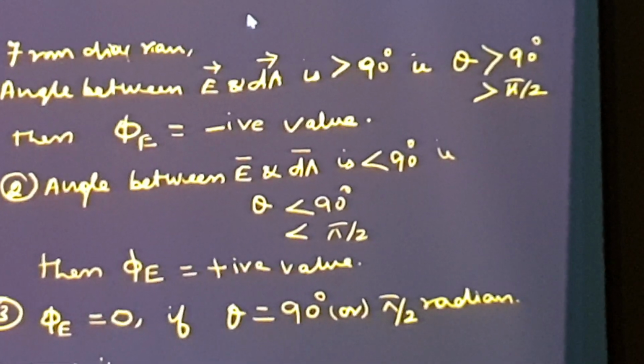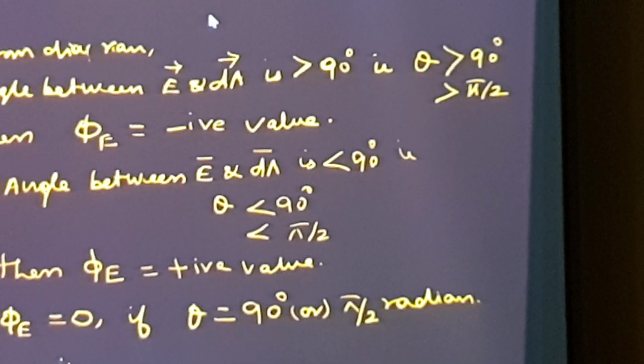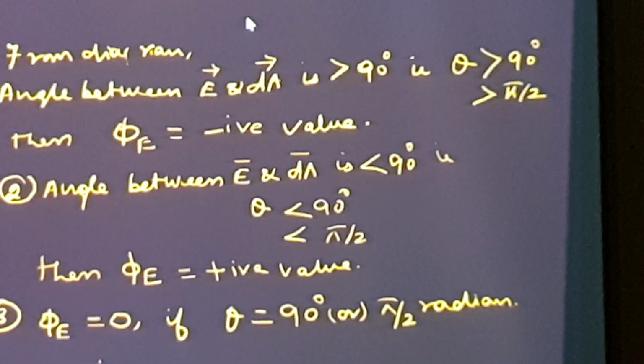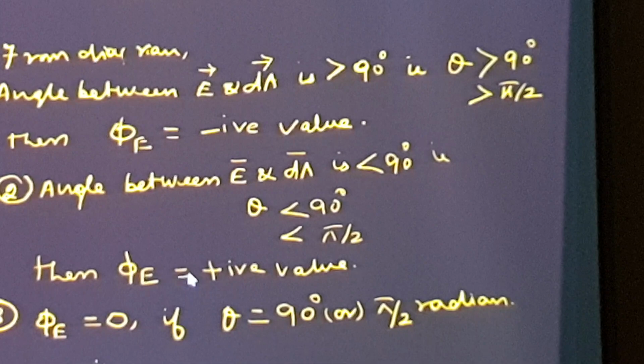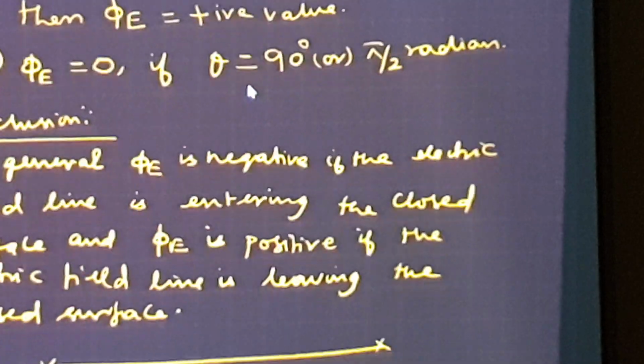You see, if the angle between the electrical field E vector and dA vector is greater than 90 degrees, then the flux is considered to be negative. Similarly, when the angle between E vector and dA vector is less than 90, then the flux is considered to be positive. When phi E is 0, that is, the flux available in that closed surface is 0, it means the angle between the normal and the electrical lines of force is 90 degrees. That is, the plane of that area is parallel to the electrical field.